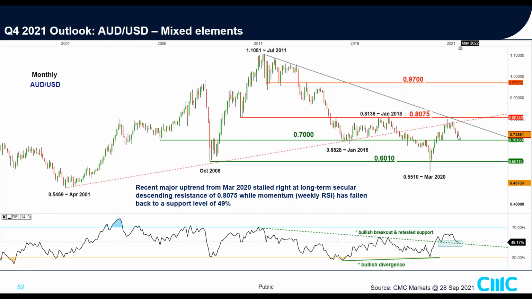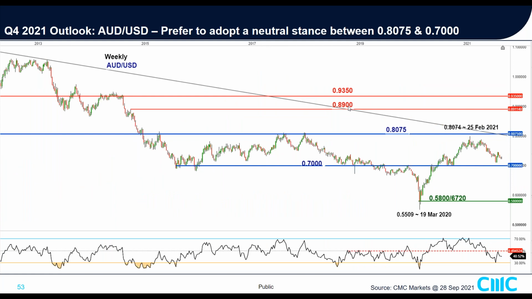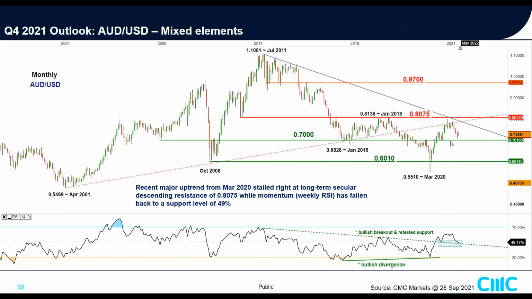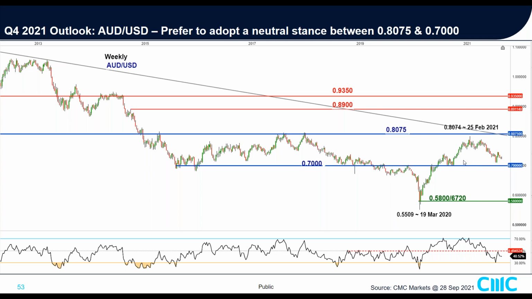So instead, what we potentially see could be more like a sideways movement between these two ranges, 80.75, which is this level here, and the 70 cents level. So it's more neutral between these two big ranges in the next coming quarter. Then this one is also very similar to the dollar Canada.